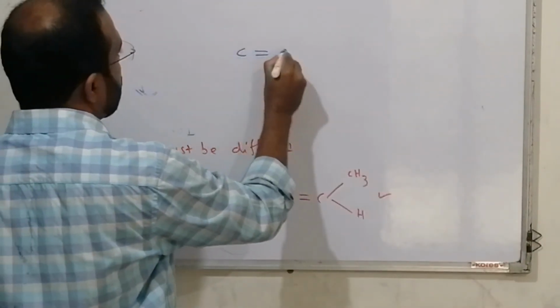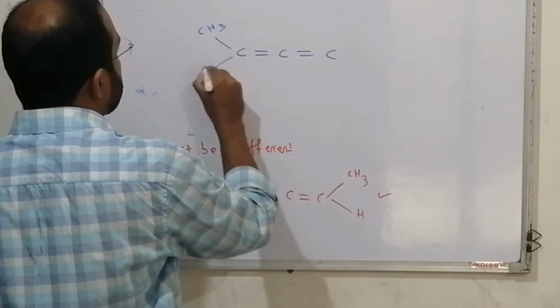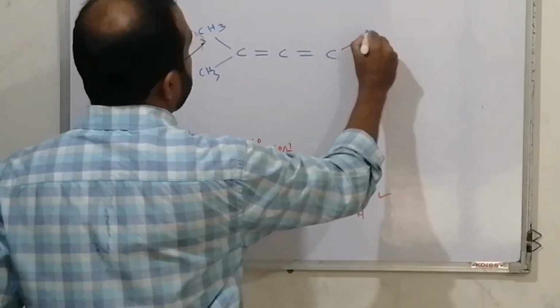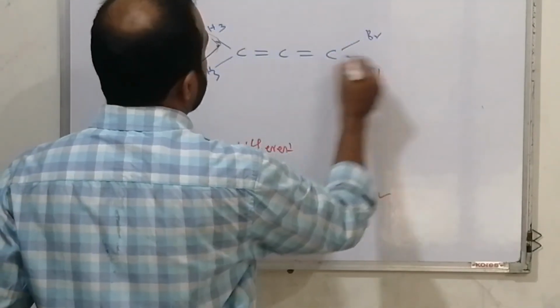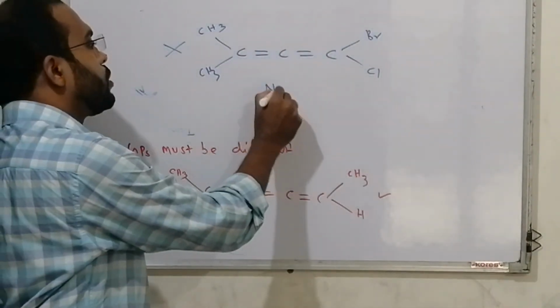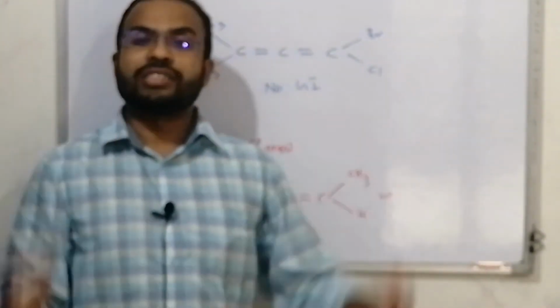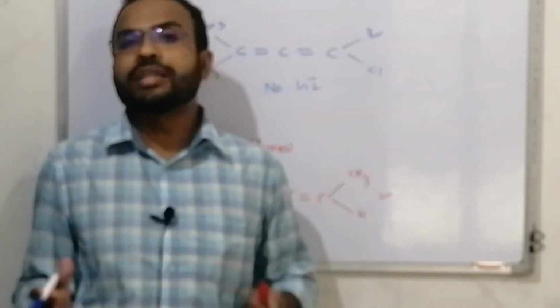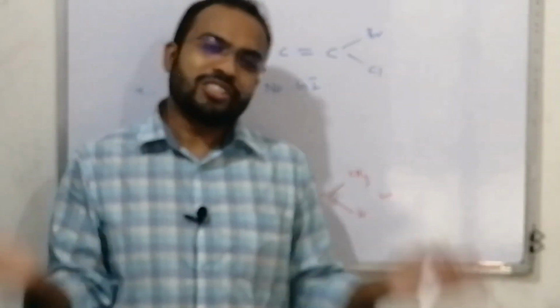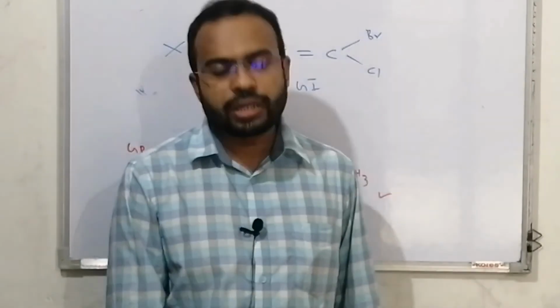Another one, C double bond C, CH3, BrCl. No, because this side failed. Therefore, no geometrical isomerism. For geometrical isomerism, you have to check both sides and ensure that the groups attached are different. That's only, very simple. Okay, this is all about the geometrical isomerism.